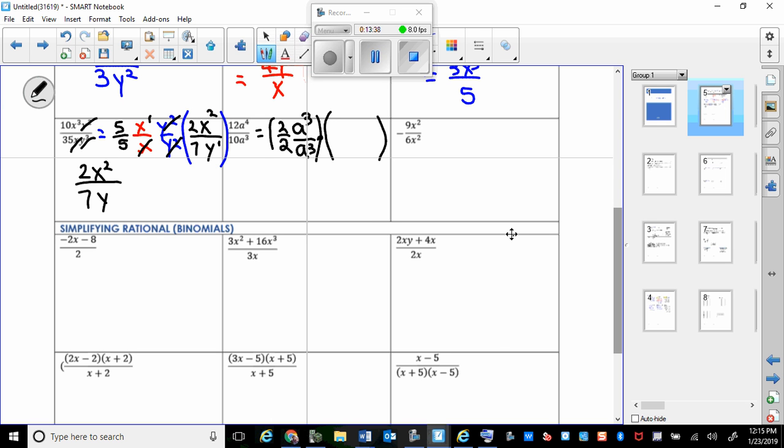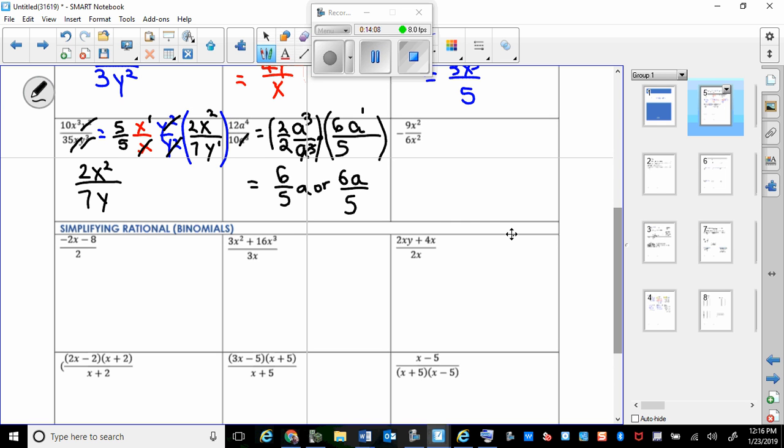12 divided by 2 is 6 on the top. A to the 4th divided by a cubed, so 4 minus 3, I'm left with a to the 1. On the bottom, 10 divided by 2 is 5. The a cubes cancel each other out. Simplified version is 6 over 5 times a, or 6a divided by 5. These are the same things.